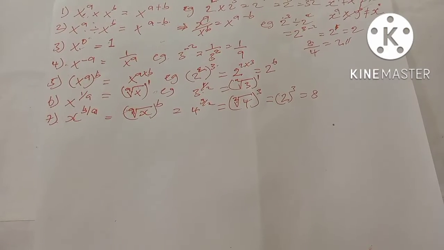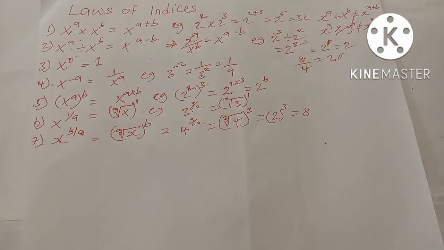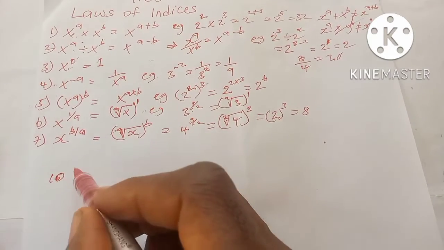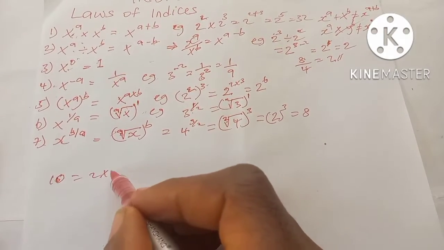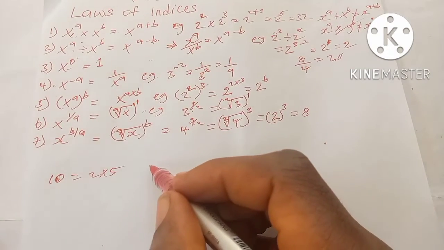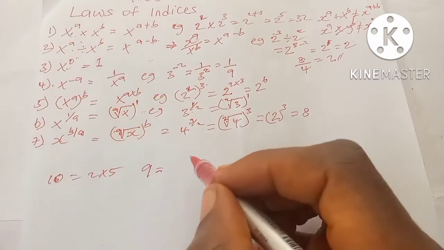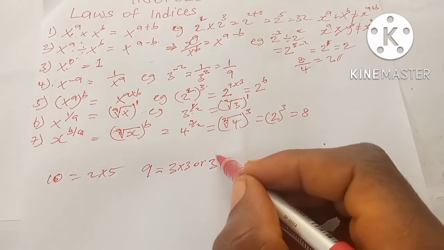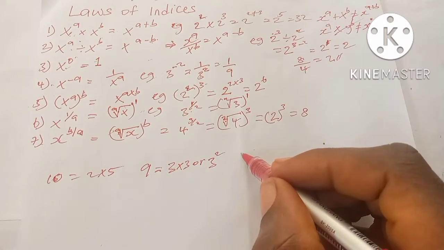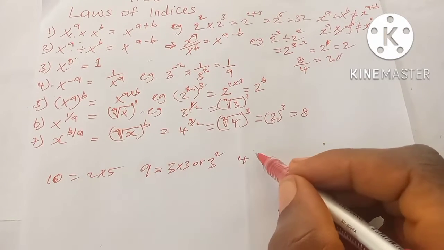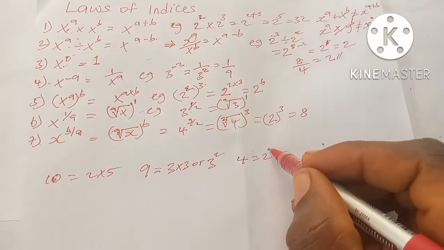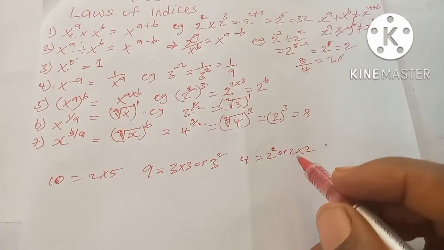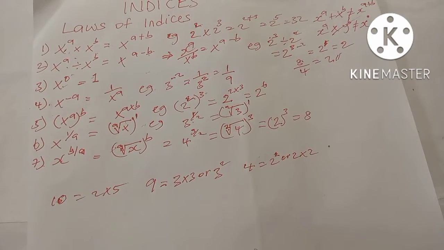So indices is all about simplifying numbers to their lowest terms. Let's say we have 10. This 10 can be simplified further as 2 times 5. Or let's say we have 9. It can be simplified further as 3 times 3, or 3 squared. Also 4 can be simplified further as 2 squared, or 2 times 2. So it depends on what you are solving and what they want you to do. So let's solve practice questions.